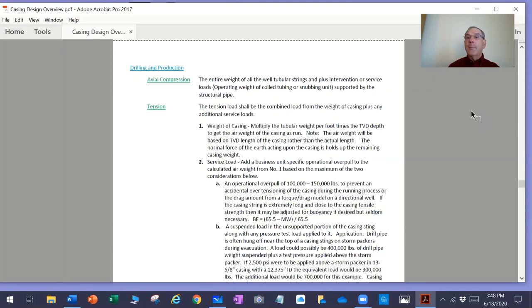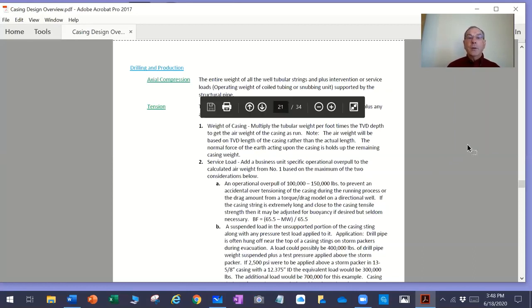You would rig up on top of the Christmas tree. Maybe it's like 500,000 pounds. And so then you would design the compressional loads on the structural pipe up at the top for all of that weight, 4.5 million pounds. It would be the number that you would use to consider for the compressional loads.